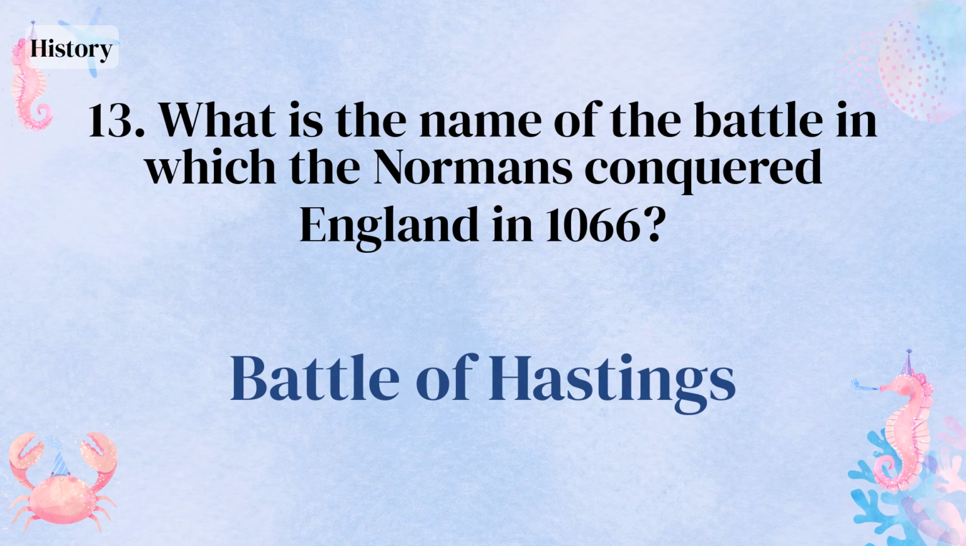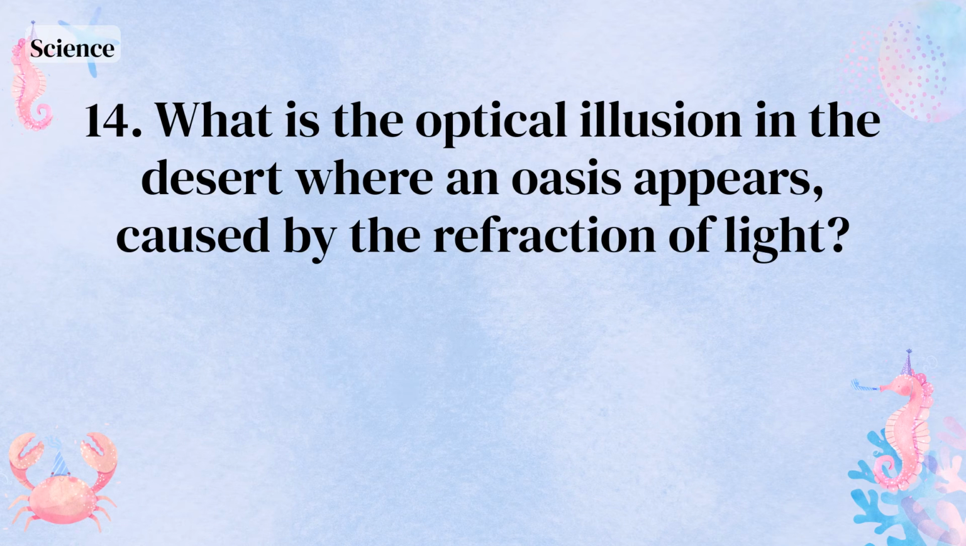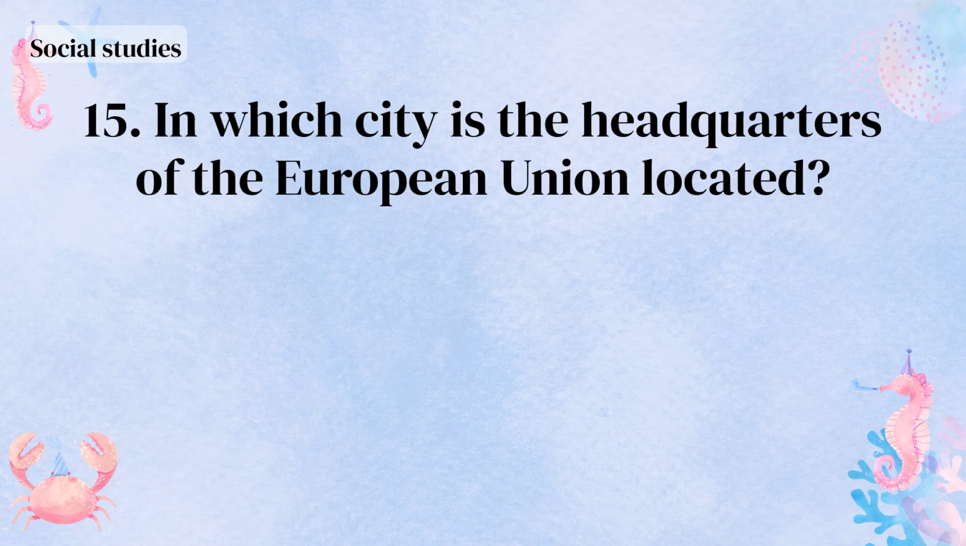Neptune. What is the name of the battle in which the Normans conquered England in 1066? Battle of Hastings. What is the optical illusion in the desert where an oasis appears, caused by the refraction of light? Mirage. In which city is the headquarters of the European Union located?